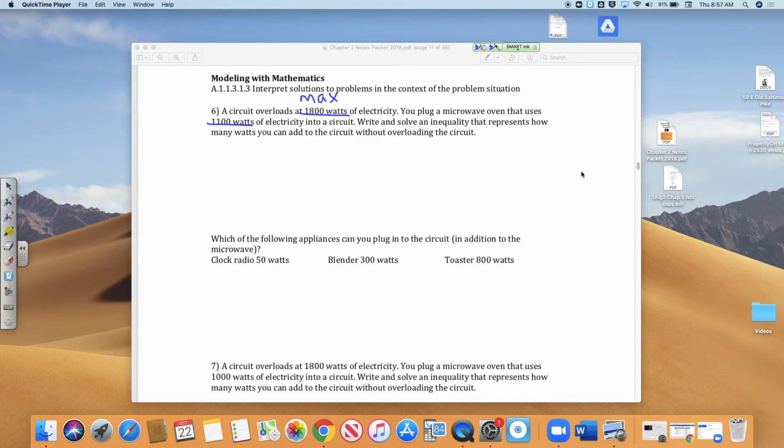Or equal to. So I know that the maximum is 1,800. So everything that you plug in must be less than or equal to 1,800. We already have 1,100 watts of electricity being used by the microwave. So anything else that we plug into here can't exceed the sum of 1,800. So the inequality that I created is 1,100 plus x, with x representing all the other watts of electricity from the other appliances, must be less than or equal to 1,800.